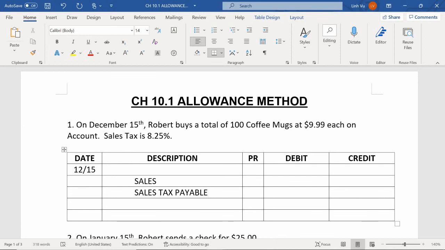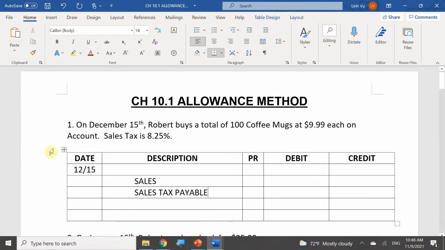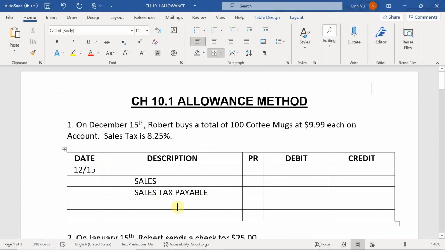If I sold to Robert and he bought 100 coffee mugs on an account, what do we call that? Would it be accounts receivable or accounts payable? Okay, so accounts payable is when we owe other people. Accounts receivable is when customers owe us money. So in this case, accounts receivable, correct. Now, how much in grand total does Robert owe me? If he bought 100 coffee mugs at $9.99, what's my total sales going to be? $999.